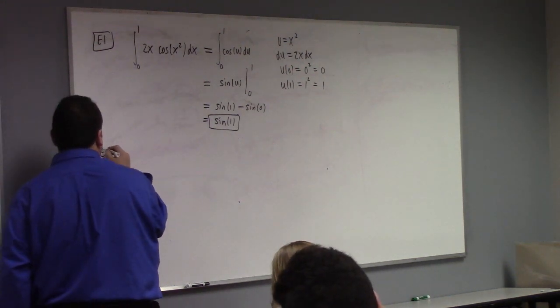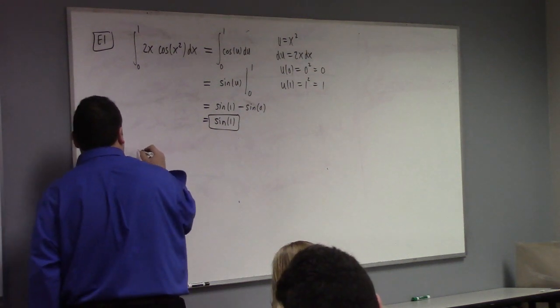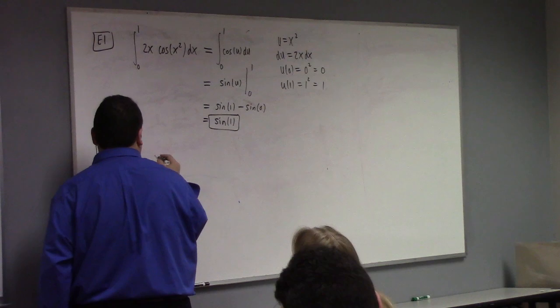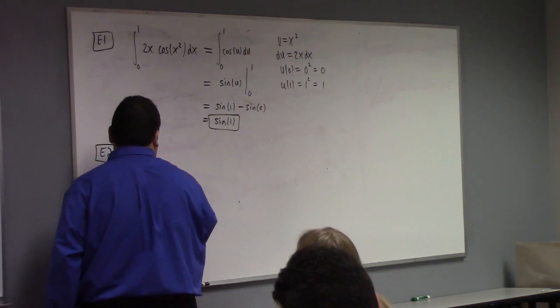Example 2. We've got the integral from minus 3 to minus 1 of dx over x. How do we do that one?